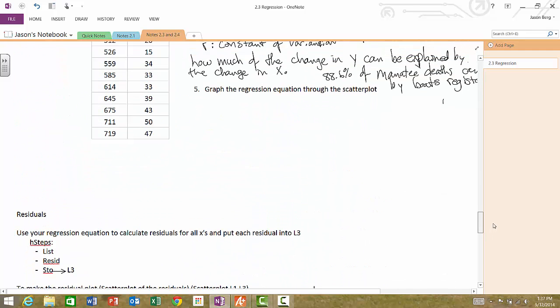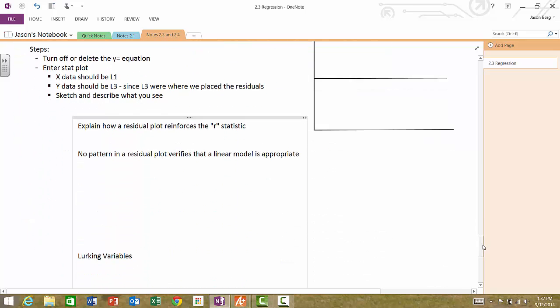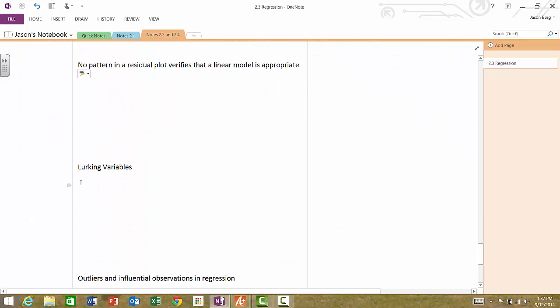Now let's go back to this R squared stuff. R squared is the constant of variation. It tells me how much of the change in Y can be explained by the change in X. Notice that's only 88.6%. So that means there's another 13.4% out there that is causing this change in Y. When we get to Unit 10, we'll have multiple X variables in one question, but right now we only have one X, one Y. That other 13.4% is called lurking variables. There are other things out there that are causing manatee deaths besides boat registrations.